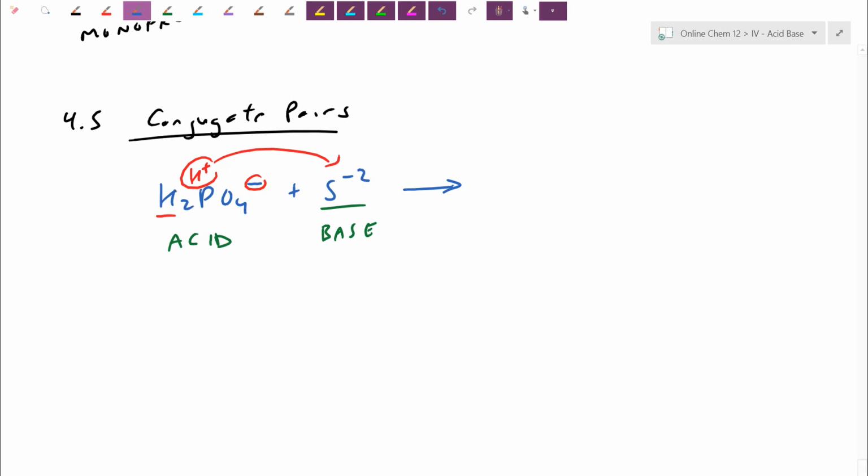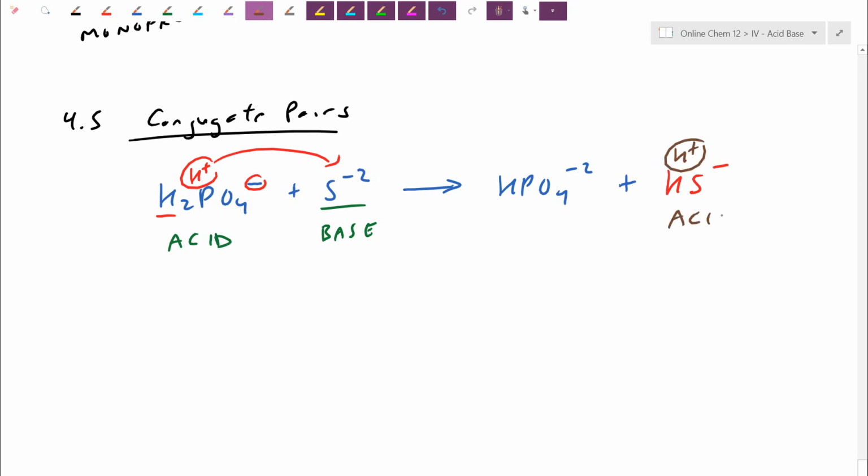What ends up happening? Well, the H2PO4 minus is going to go down by an H, go down by a charge. I'm left with HPO4 minus 2, whereas the S minus 2 is going to pick up that proton here. It's going to go up by an H, go up by a charge. We're going to end up getting HS minus, right? So using this one proton transfer analogy, we can actually make really easy predictions for what the product's going to be.